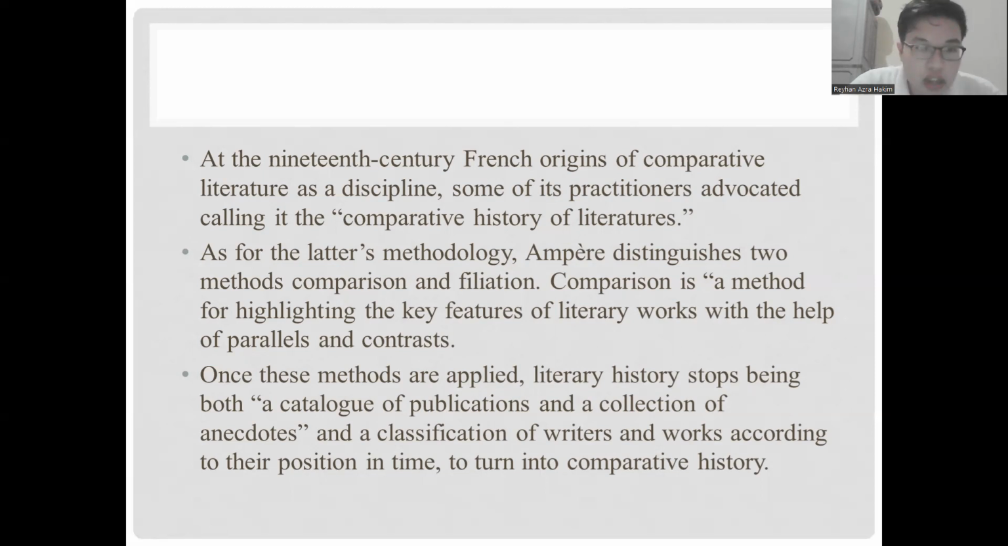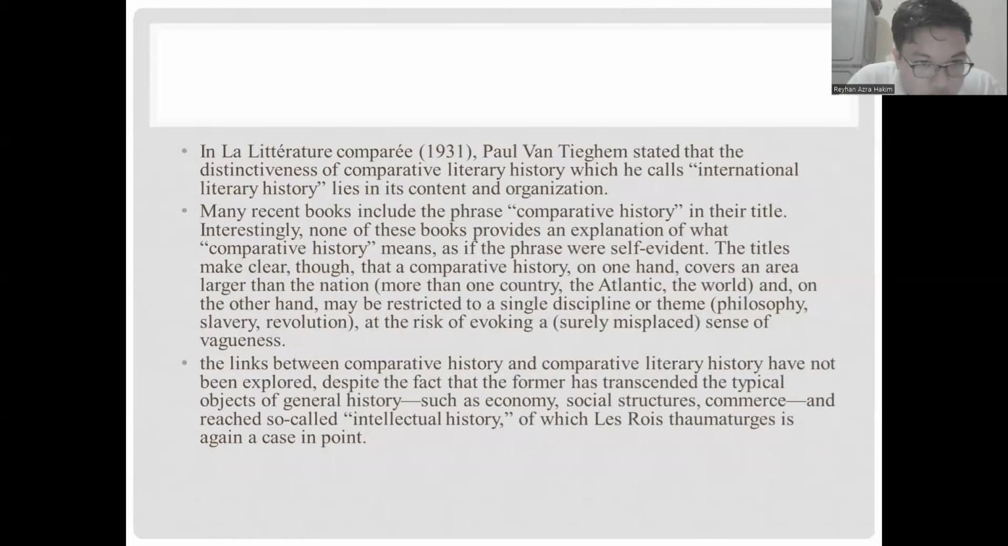Comparison is a method for highlighting the key features of literary works with the help of parallels and contrasts. Once these methods are applied, literary history stops being both a catalog of publications and a collection of anecdotes, and a classification of writers and works according to their position in time, to turn into comparative history. In La Littérature comparée in 1931, Paul van Tieghem stated that the distinctiveness of comparative literary history, which he called international literary history, lies in its content and organization.